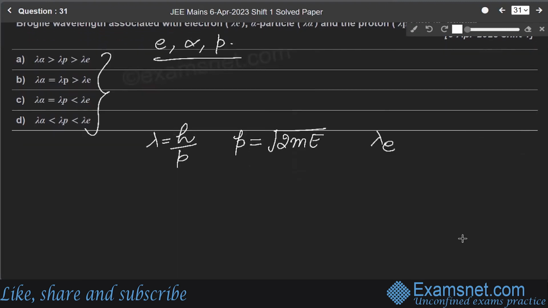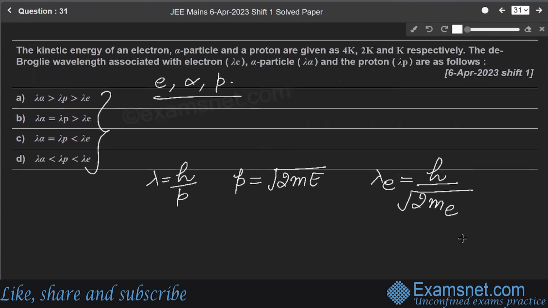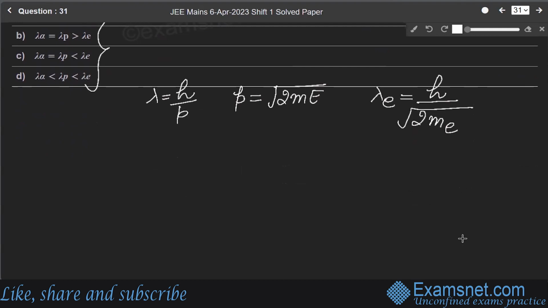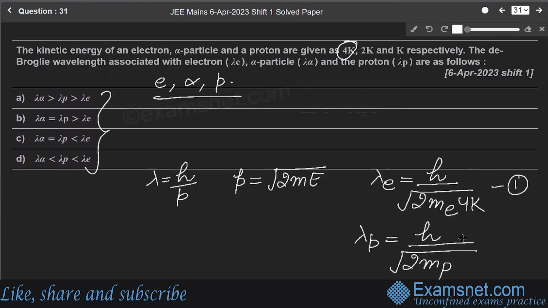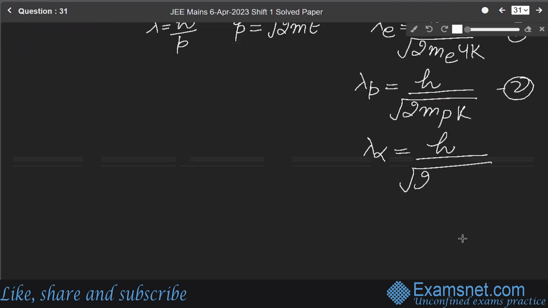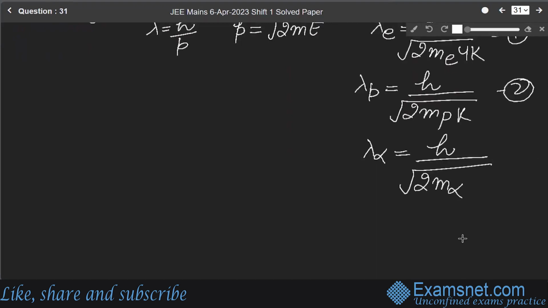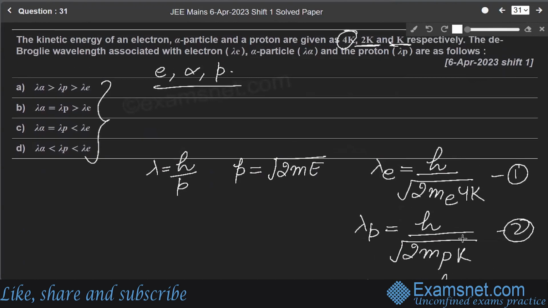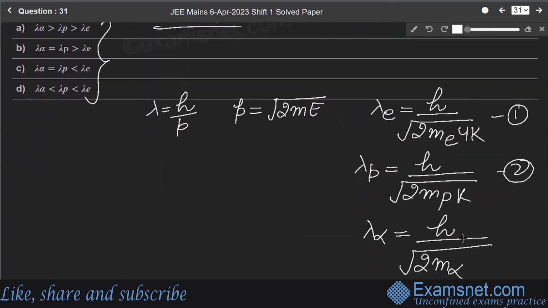So let us say lambda e for electron will be equal to h over under root of 2 into mass of electron and its kinetic energy. Its kinetic energy is given as 4k. For proton, lambda p will be equal to h over under root 2 into mass of proton and its kinetic energy, that is k. And for alpha particle, it will be equal to h over under root 2 into mass of alpha particle into its kinetic energy, that is given as 2k.